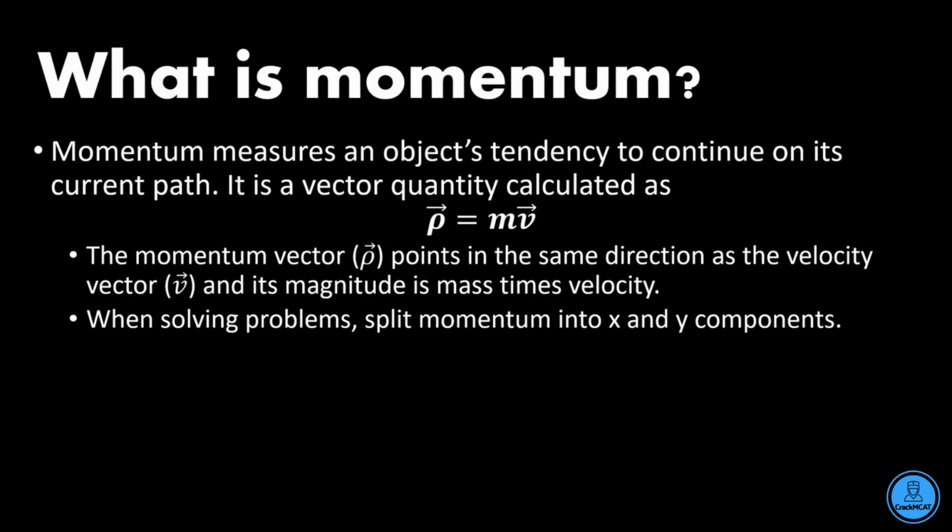It's a vector quantity measured as rho equals mass times velocity. The momentum vector rho points in the same direction as the velocity vector v, and its magnitude is mass times velocity. When solving problems, split the momentum into x and y components.